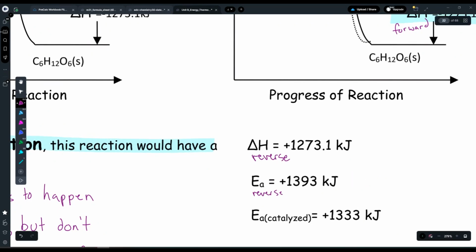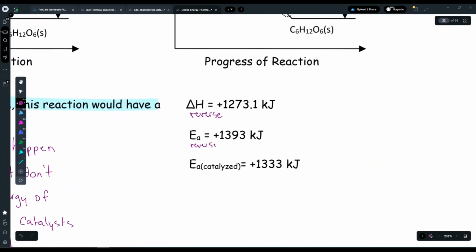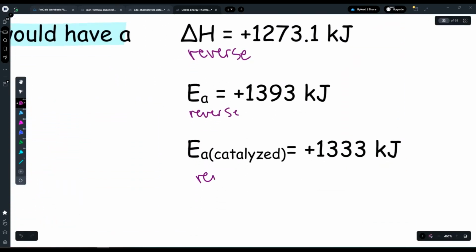Now for the catalyzed reaction, once again, we're going 1273 to right here, plus another 60 kilojoules to get the activation energy for the reverse catalyzed reaction.